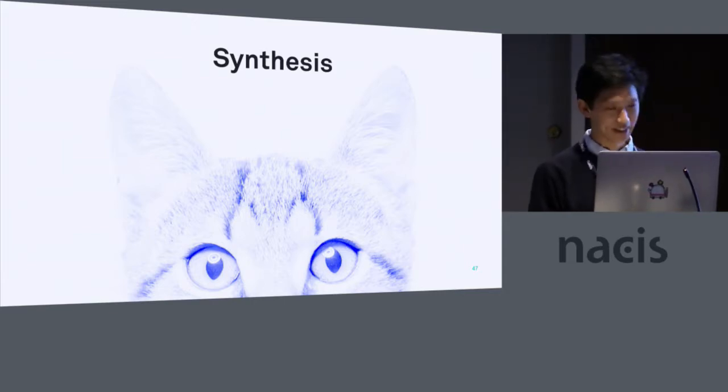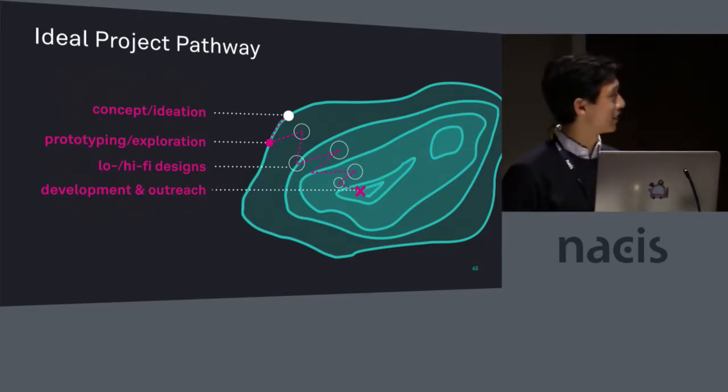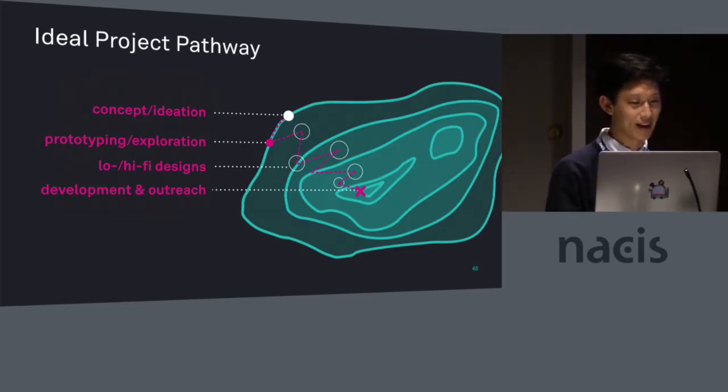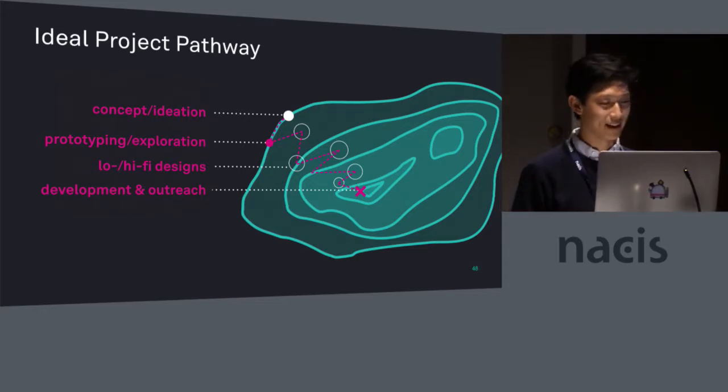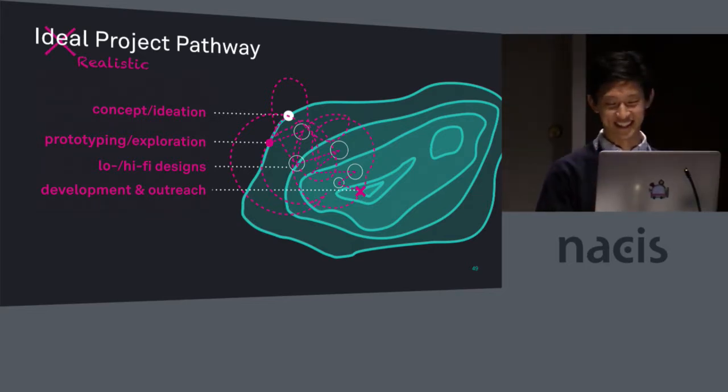Just a bit of synthesis. Ideal project pathways generally look like this. This is the model that we run on. We do research, we collect data, we try things out, and those ideas often inform prototyping and exploration. Those then turn into low and hi-fi designs, and in the end you have development and outreach. But it never looks like that. It looks more like this. But this is what happens when you're trying to do stuff on the bleeding edge, so to say.